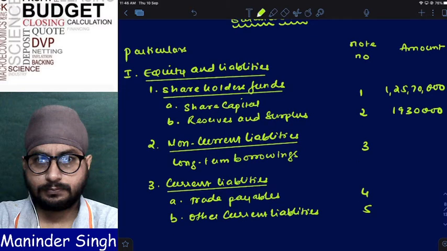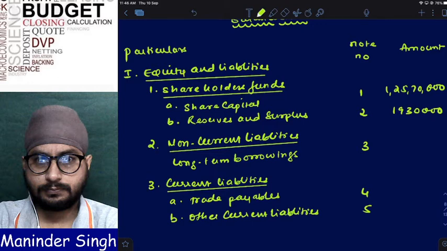Why did we not consider the P&L account? Now tell, is the profit and loss account a statutory reserve? No. That is why we did not consider it, right? We will consider only Y Limited's statutory reserves. Clear?